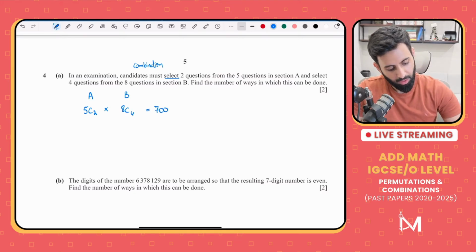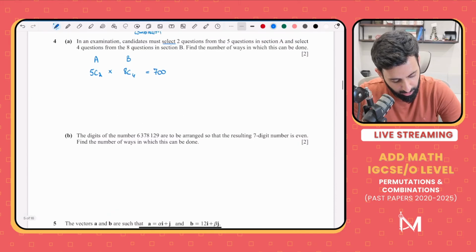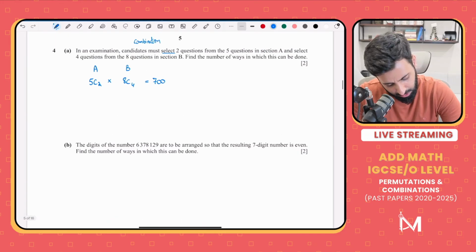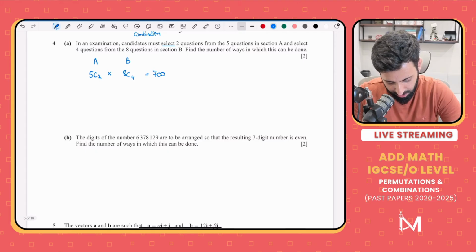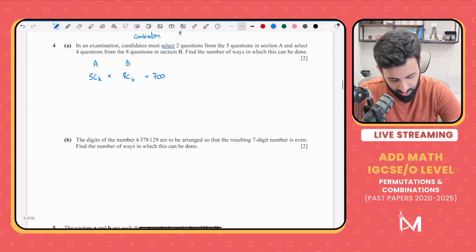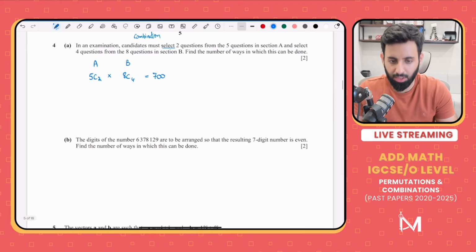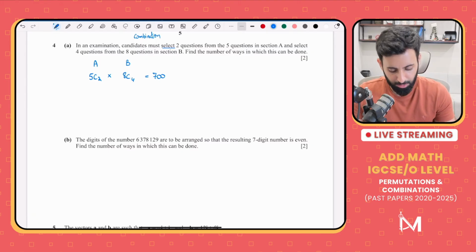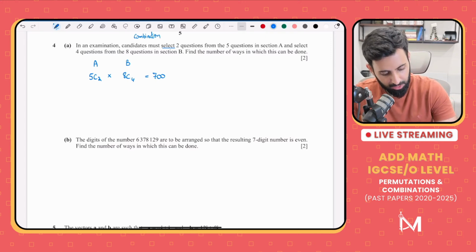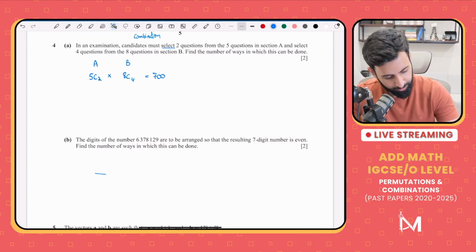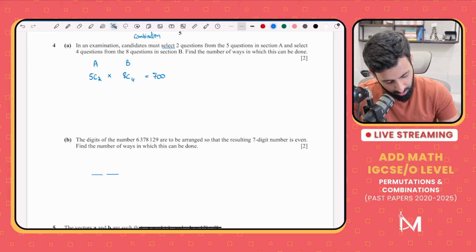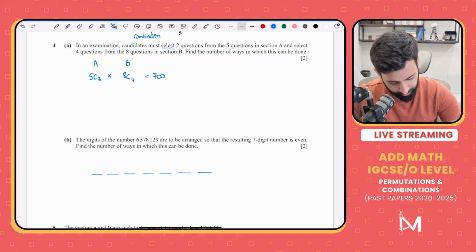All right. Now, the digits of the number 6,378,129 are to be arranged so that the resulting 7-digit number is even. Find the number of ways in which this can be done. So it's just a fancy way of saying that these are so and so many digits, arrange them and find out the number of ways, or find out how many even numbers there are. Simple as that. The question is just trying to be creative.